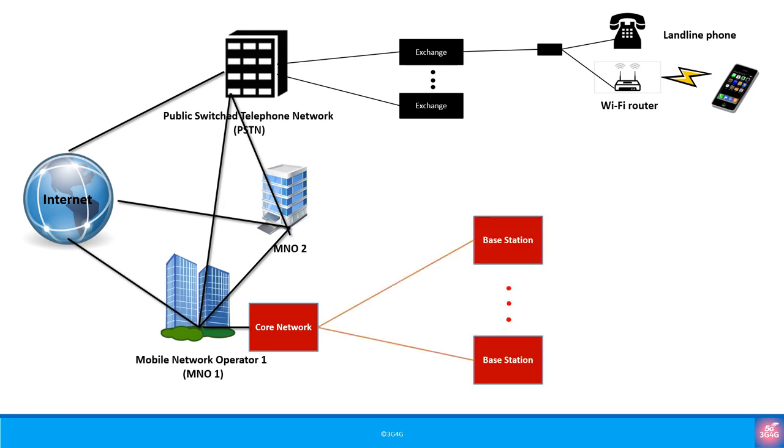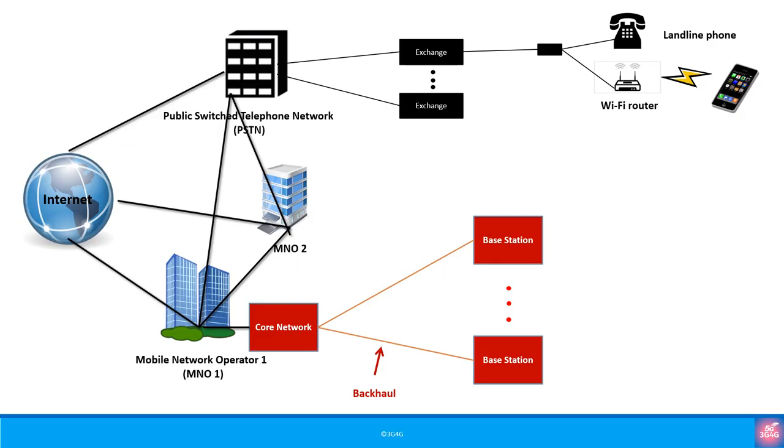The core network connects to several base stations that are distributed geographically across the whole network coverage area. This is similar to the way PSTN networks connect to exchanges. The link between the core network and the base stations is known as backhaul.